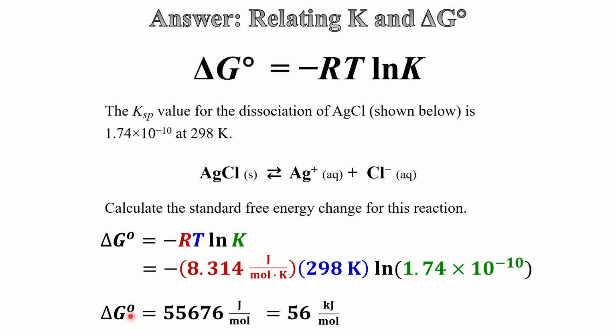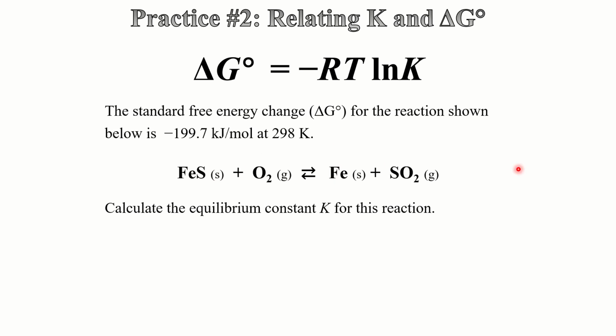And we find that delta G naught is positive 55,676 joules, or 56 kilojoules per mole. So note again that we have a positive delta G naught, which indicates that the reverse reaction is spontaneous. And again, this makes sense given how small this K value is, that the reaction prefers to go in the reverse direction. Let's look at a second problem.